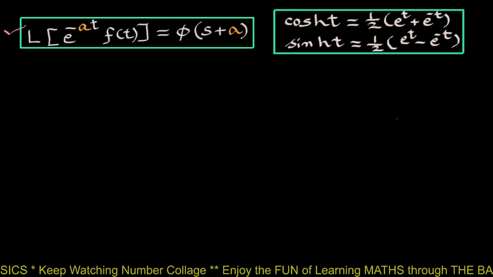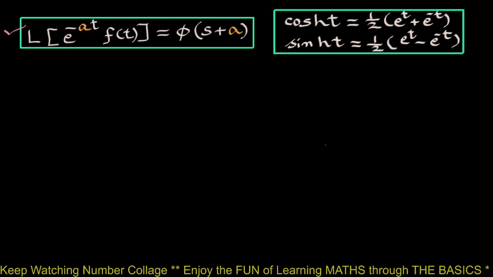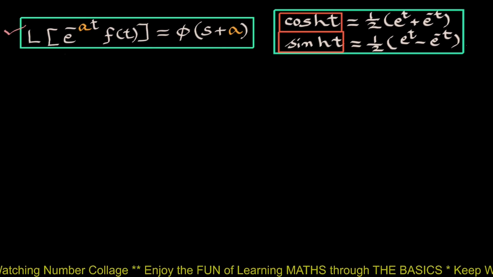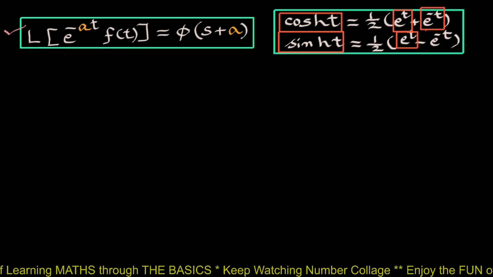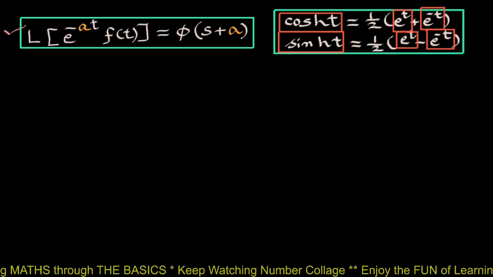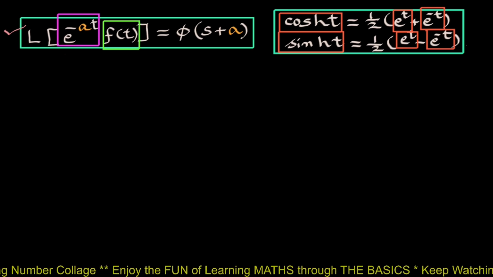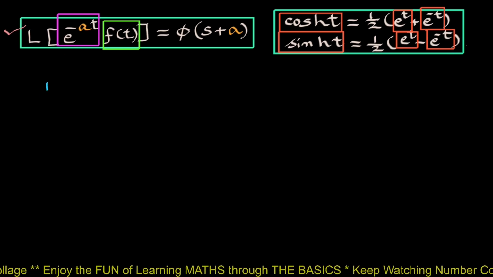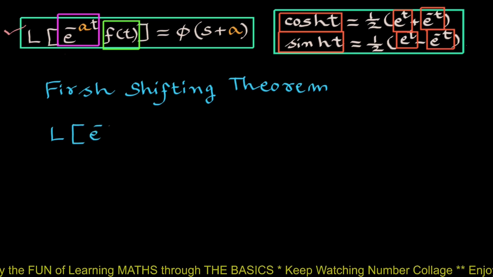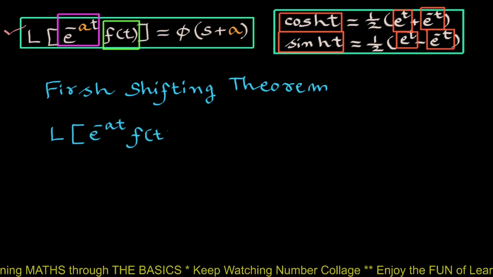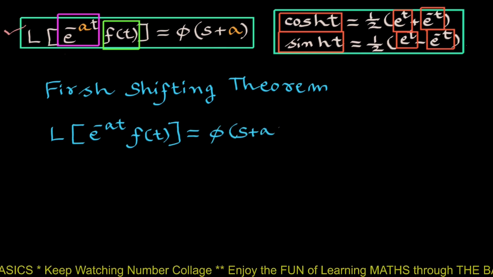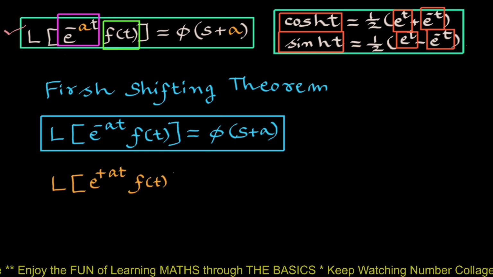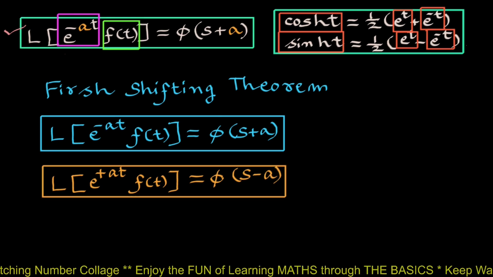A thing to be noted here is whenever a function comes with hyperbolic cos or hyperbolic sine, it also comes with terms of e to the power t and e to the power minus t. Therefore, the function f of t gets multiplied with e raised to at or e raised to minus at, and hence we get to apply first shifting theorem. Laplace transform of e to the power minus at f of t is phi of s plus a, and Laplace transform of e to the power plus at f of t is phi of s minus a.